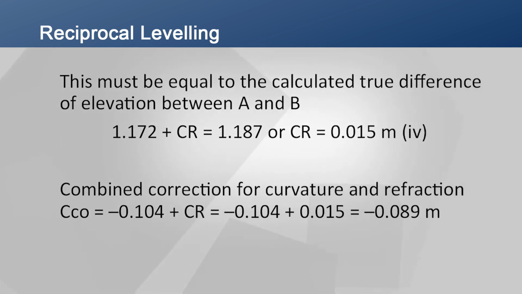And lastly, the combined correction for curvature and refraction can be calculated as minus 0.104 plus CR. It will be equal to minus 0.104 plus 0.015, that is the refraction correction as we discussed above. It will be equal to minus 0.089 meters. So, the combined correction for curvature and refraction would be minus 0.089 meters.